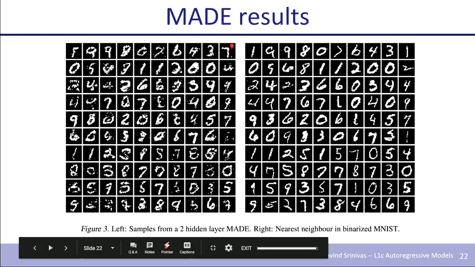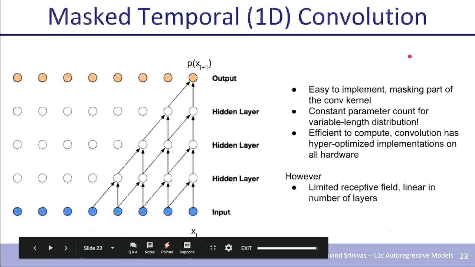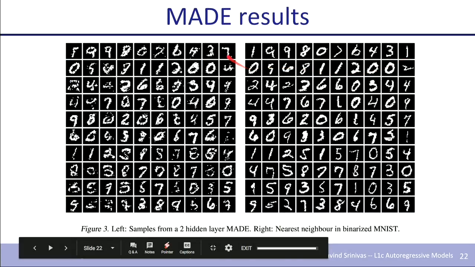So the results is that on the left here is the model sample. We can take a look at this one. It's kind of like a 7, somewhat reasonable. And what's on the right is the nearest neighbor in the data set. And you can see that actually in the data set, there's no such 7 that exists whatsoever. What that means is that it's able to generate novel samples from a limited set of data that it has seen, instead of just memorizing the training data.